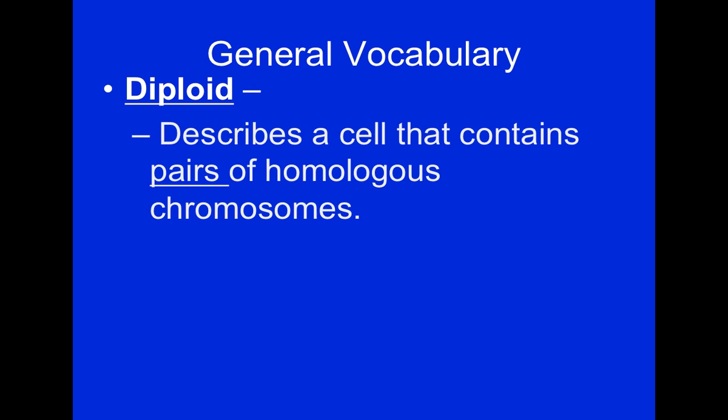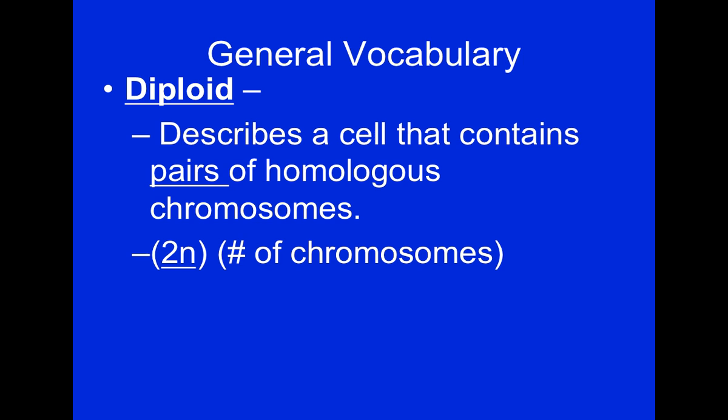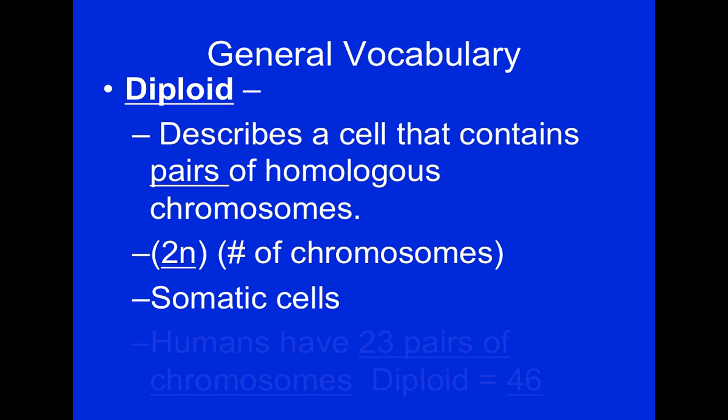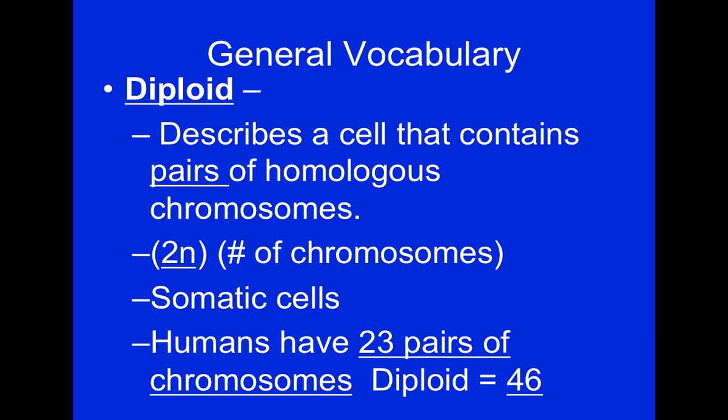The second piece of vocabulary is diploid. Some people call it diploid, I call it diploid. That describes a cell that contains pairs, so it has both mom and dad's homologous chromosomes in there. We refer to this as the 2N, where N is the number of chromosomes. This again is in somatic cells. Humans have 23 pairs of chromosomes, so our diploid number is 46.